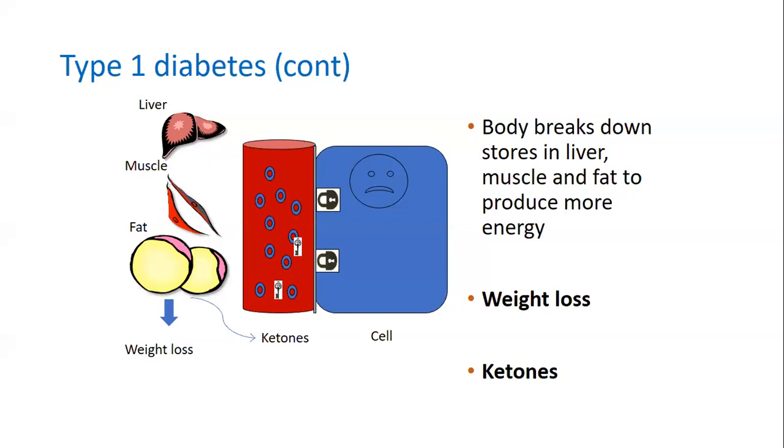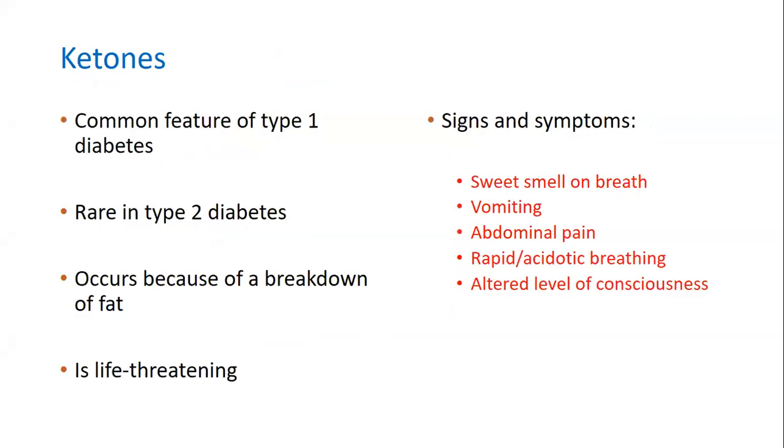So mom will tell you, my child was like 20 kilos, and now within the past 3 weeks, this child has lost almost 3 kilos. And because of breakdown of fat, there will be formation of ketones. Ketones are very common in type 1 diabetes, especially patients who are developing diabetic ketoacidosis, but it's very rare in patients who have type 2 diabetes, and occurs because of breakdown of fat.